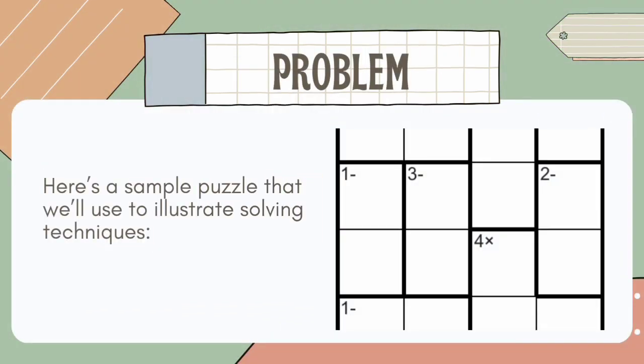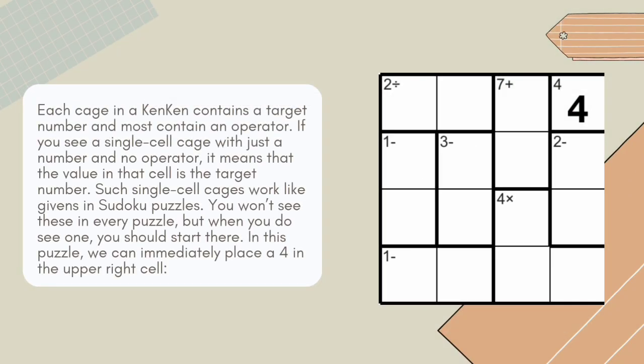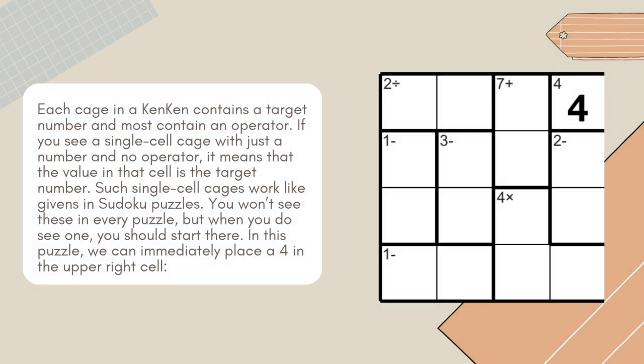Here's a sample puzzle that we'll use to illustrate solving techniques. Each cage contains a target number and most contain an operator. If you see a single cell cage with a number and no operator, it means that the value in that cell is the largest number. Such single cell cages work like givens in Sudoku puzzles. You won't see this in every puzzle, but when you do see one, you should start there.